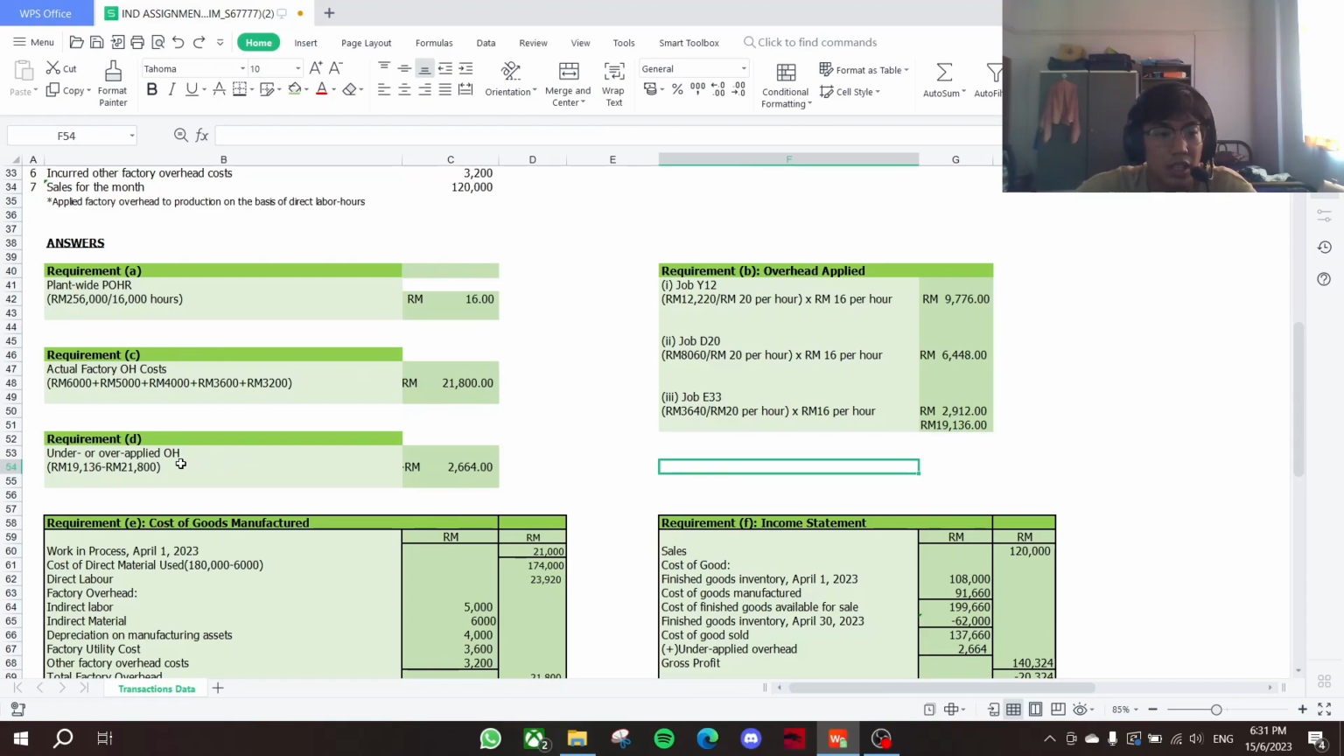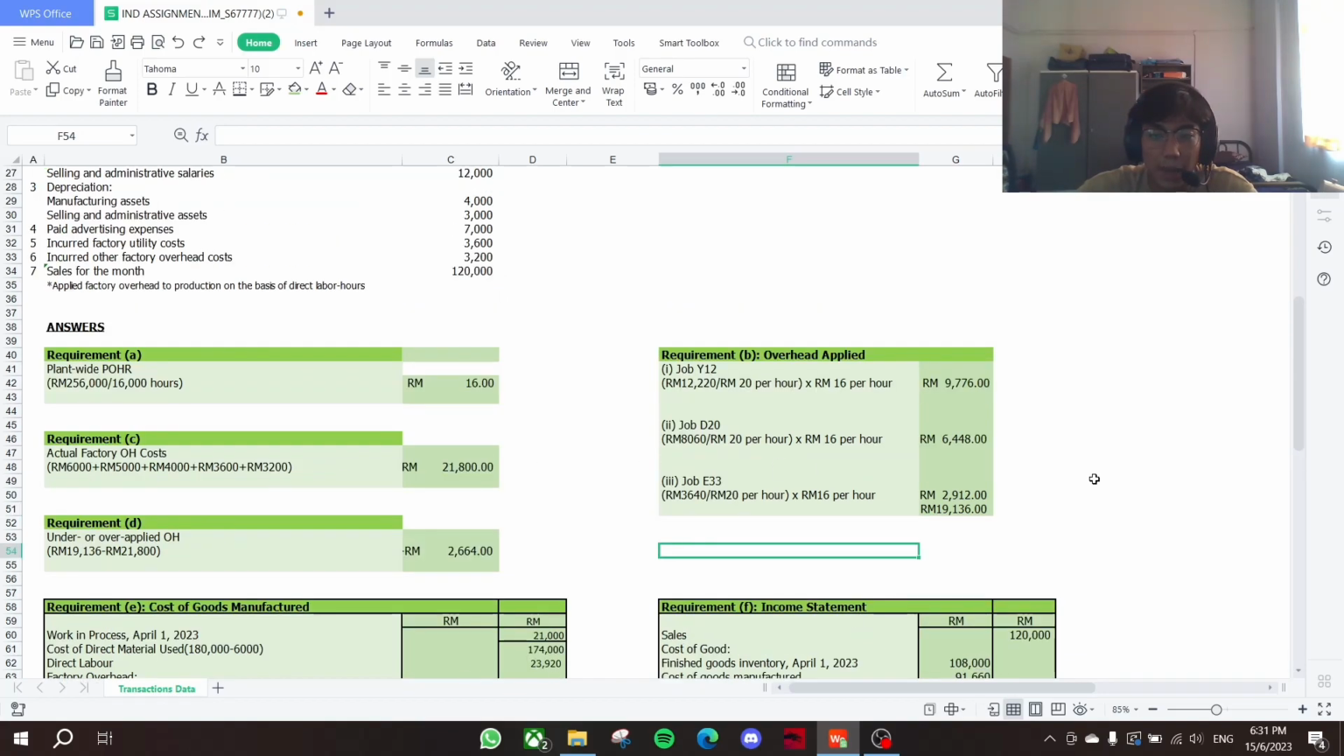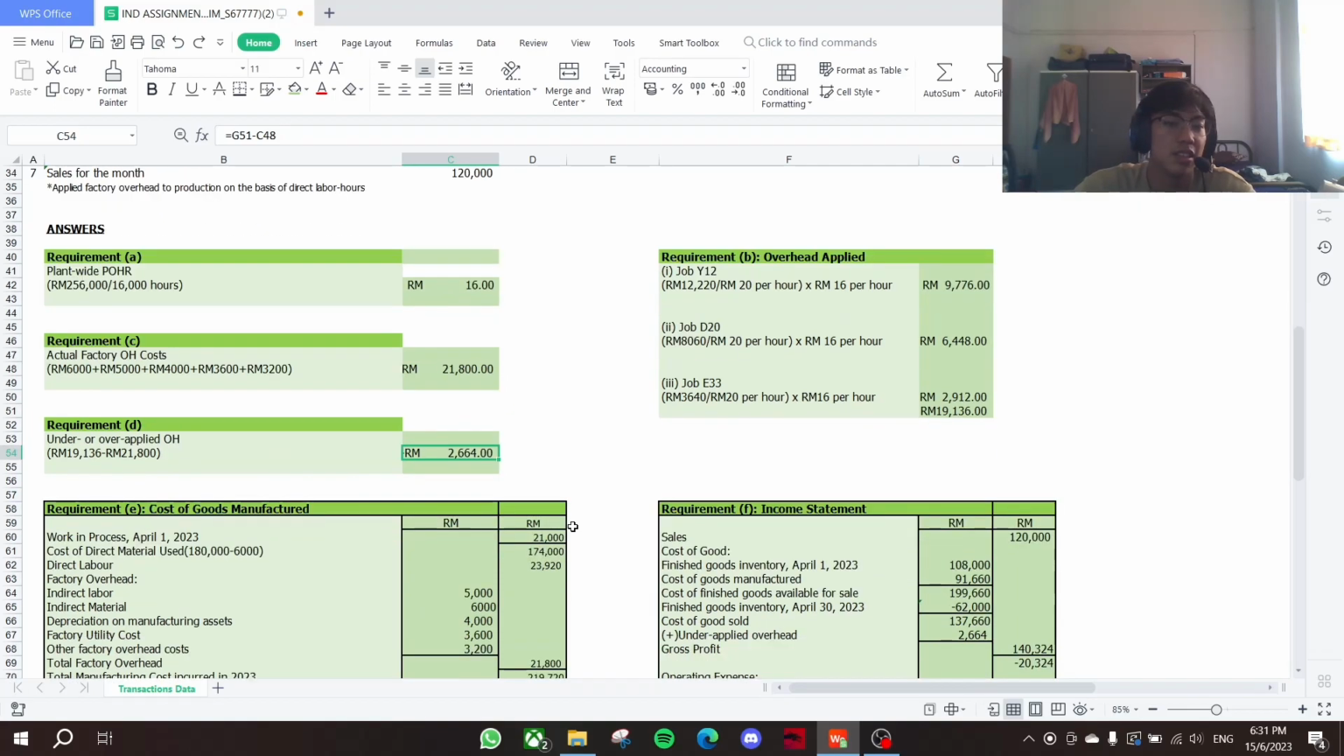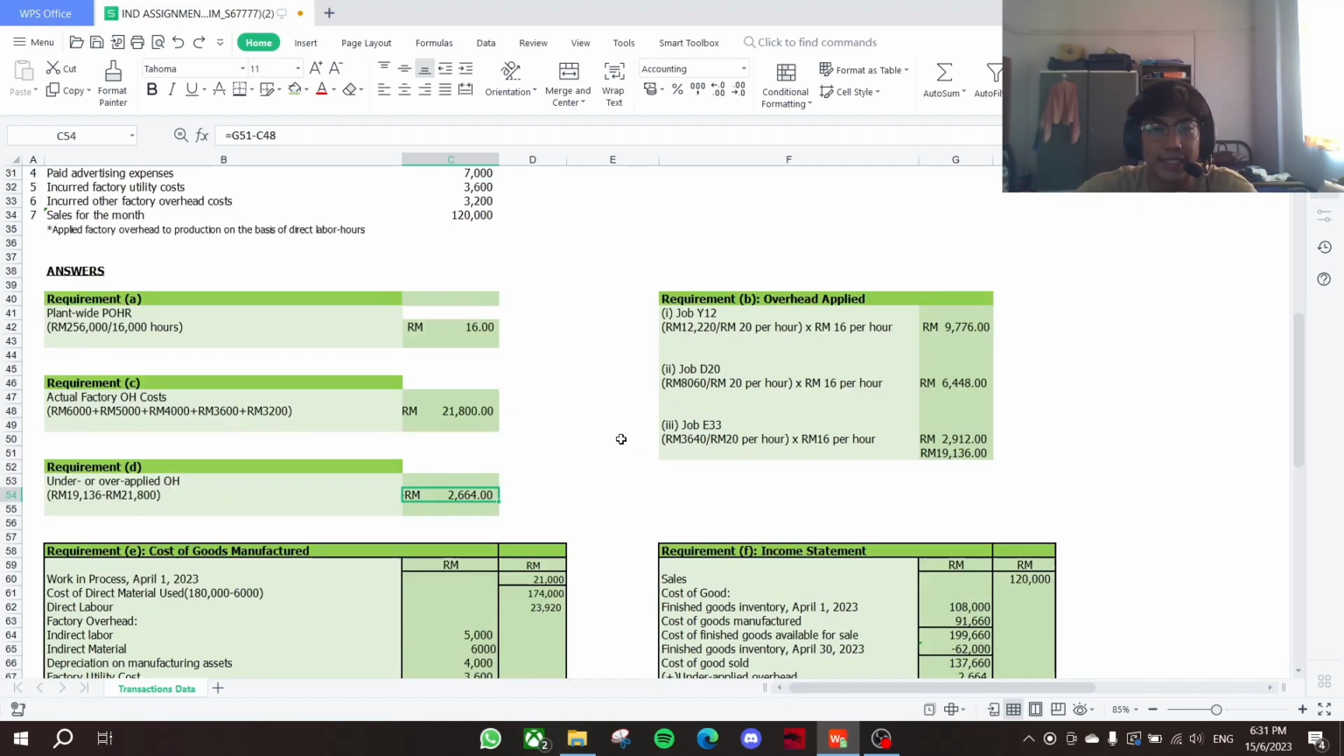For D, to get the under or over applied overhead, we take the overhead applied minus the actual, so we get negative. So if we got negative, it means that we are under applied.